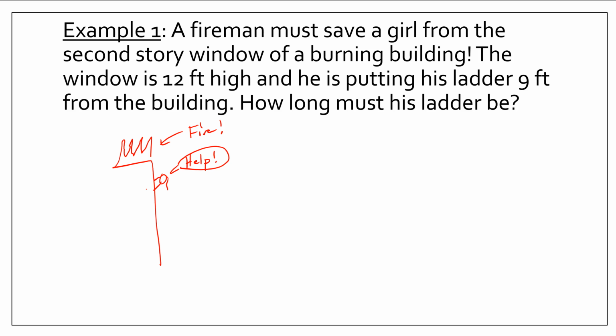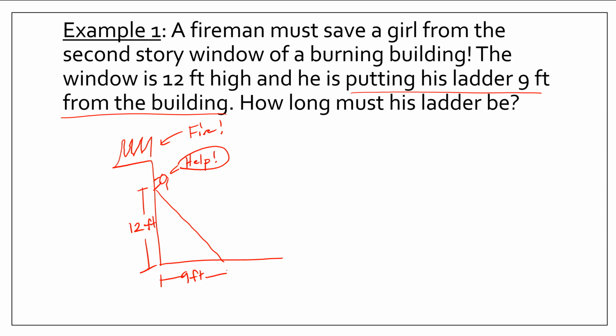She's 10 feet up in the building, okay? So what the fireman's going to do is he's putting his ladder 12 feet. He's putting his ladder 9 feet away, and he's going to lean his ladder there, and he's going to rescue the girl. And we know that the ladder is 9 feet away from the building. So here's the building, there's the ground, here's the ladder, and our goal is to see how long must his ladder be. So basically I'm solving here for x.